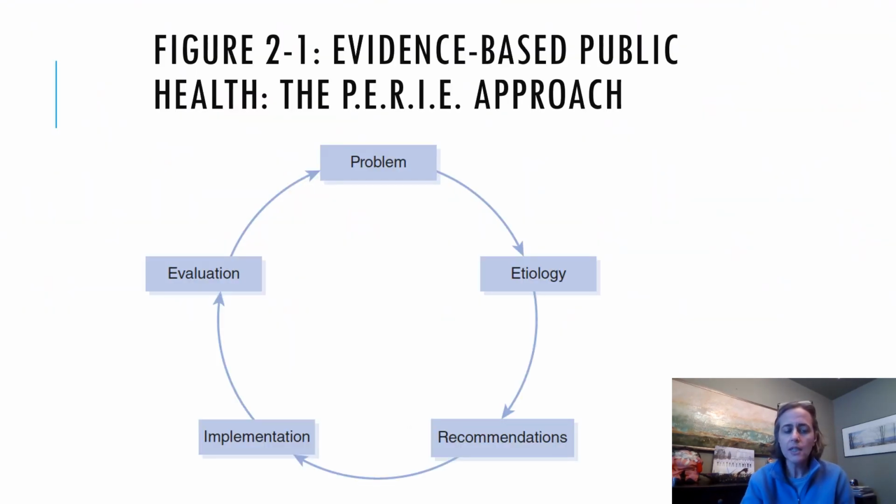So the book uses a nice little mnemonic, PERIE, P-E-R-I-E, which I think is useful to identify the 5 basic steps involved in the public health approach. So identifying the problem, discovering or trying to decipher the etiology or cause of the problem, coming up with some recommendations, figuring out how to implement those recommendations, and then evaluating what you're doing. So if that sounds a little familiar compared to when we talked about introduction to public health, it should.